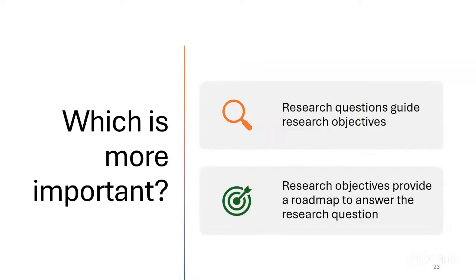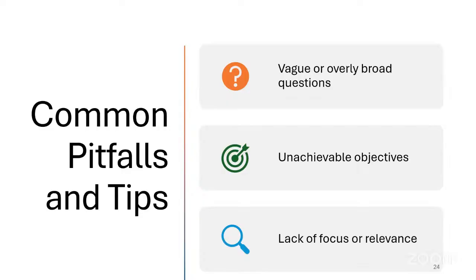Research questions guide research objectives, while research objectives provide a roadmap to answer the research question. So I've said that. They're essentially very important. At the end of your study, you must have met your research objectives and you must have answered your research question. So quickly, I'll just spend the next 3-4 slides to talk about some common pitfalls.